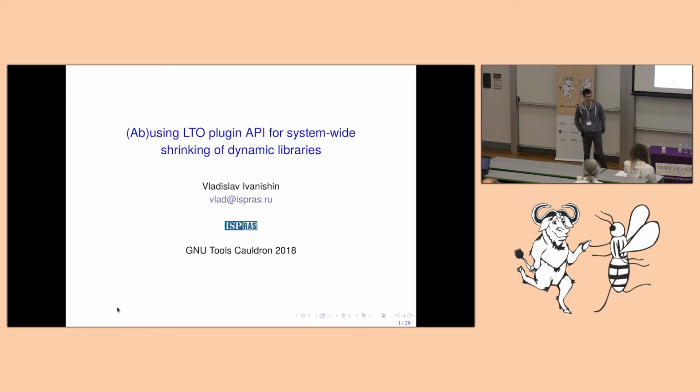I'm gonna tell a story, if the genre is adventure with elements of bug reporting. We try to do the shrinking of dynamic libraries in the system to save size. And we chose to use the linker plugin API to do that. It seemed convenient. Let's see how it went.